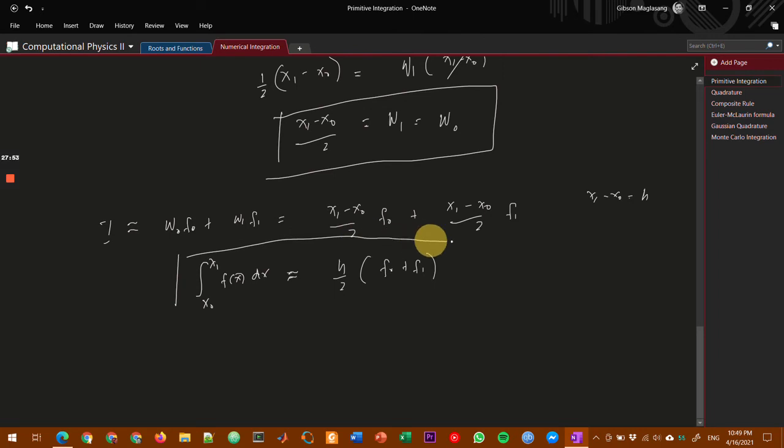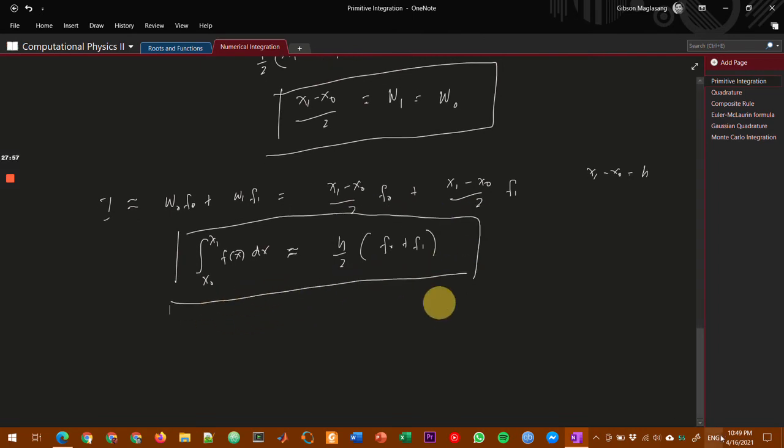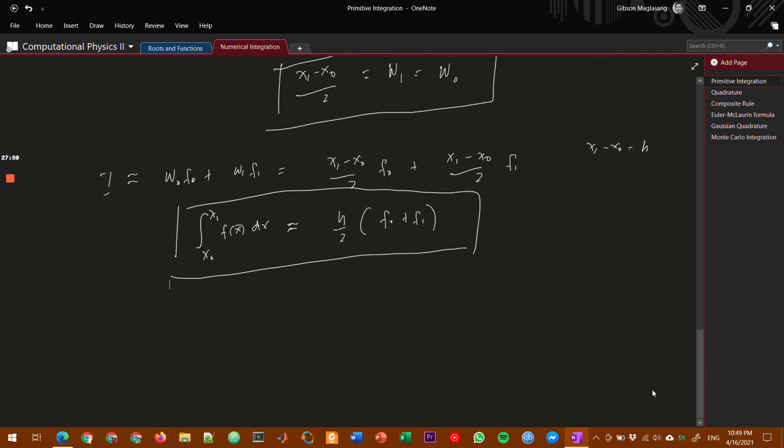Okay. So by using this, dali na din siya nato ma-program because this is how you integrate certain functions using numerical means. Okay? So this is what we call a trapezoid rule, because it's really a trapezoid ang formula.